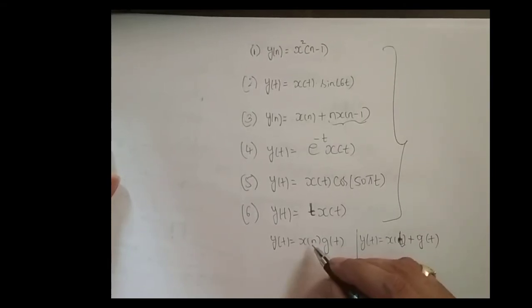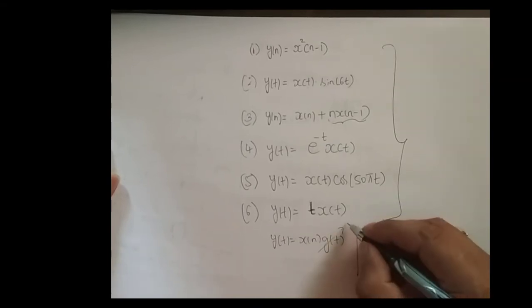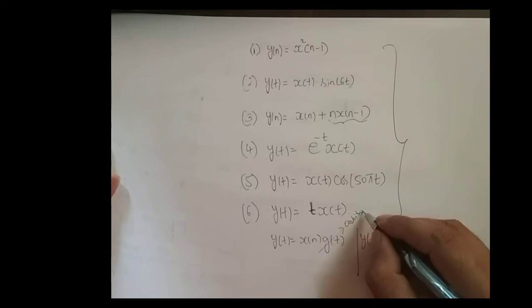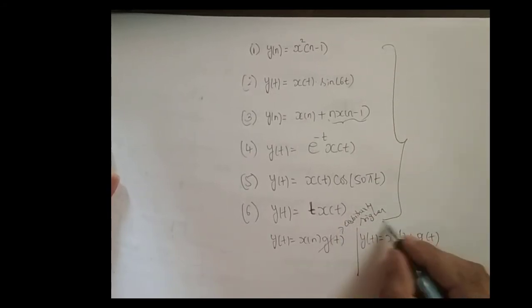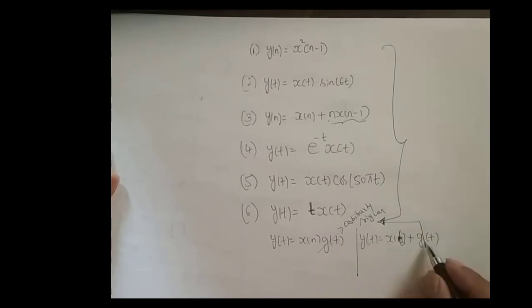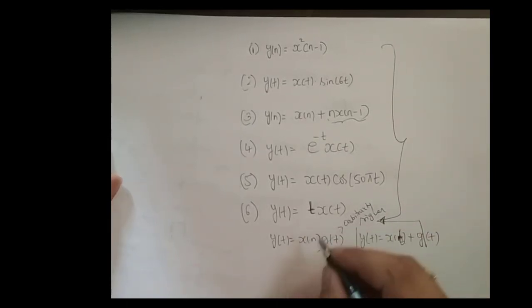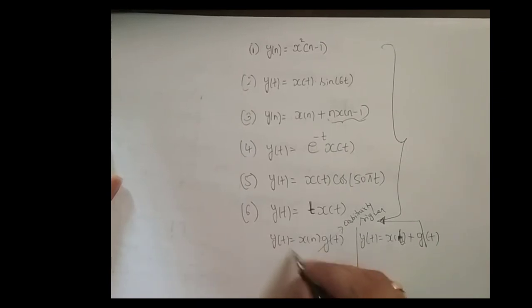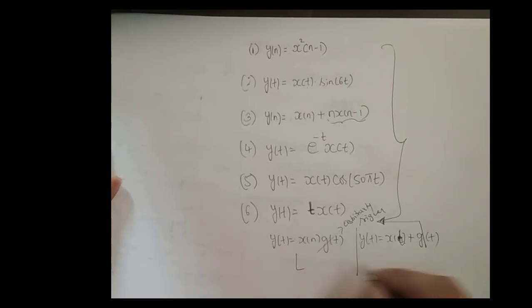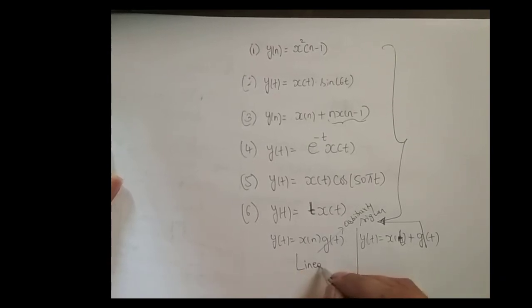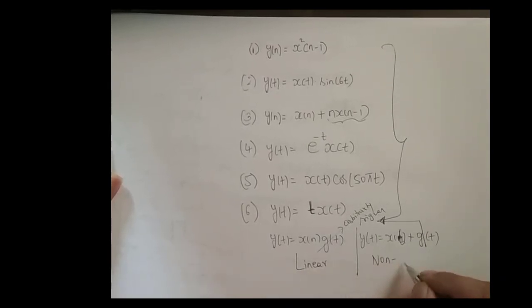As we know, x of t is the input signal, whereas g of t can be any arbitrary signal, right? Even here also, g of t can take any signal. Now, from the solution of this system, this was actually a linear system, and this was actually a non-linear system.